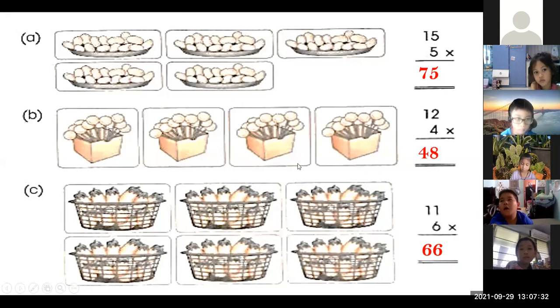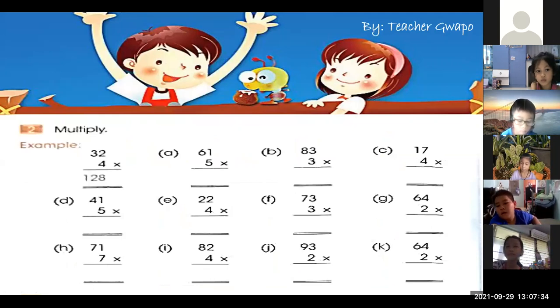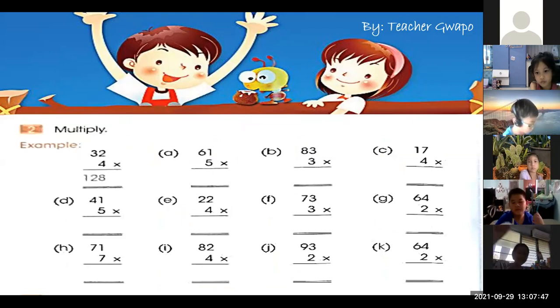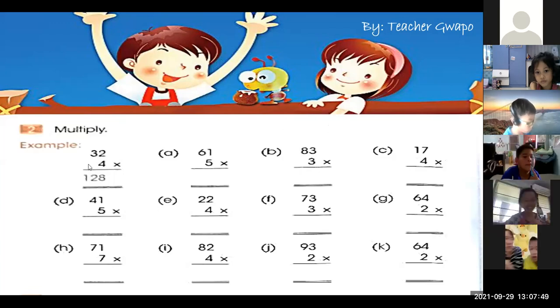Now please turn your book to the next page. Page 84. The questions there are up to letter K. Can you see the example here?